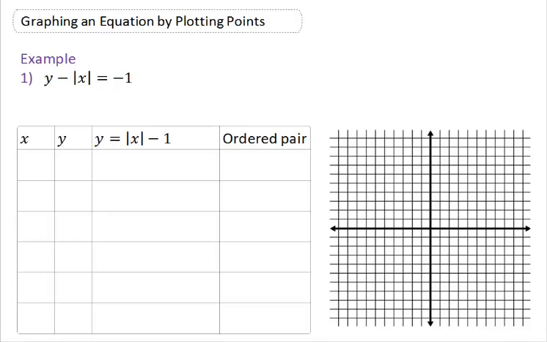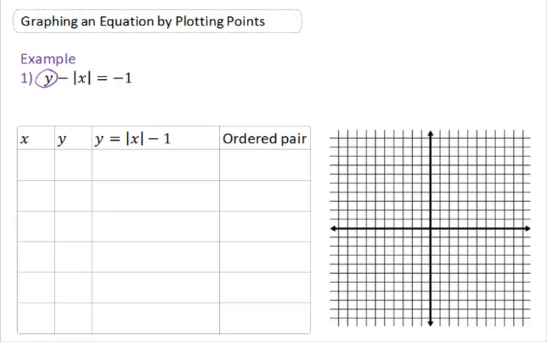So I have outlined a table down here on the bottom left, which is going to be very useful in helping us create these ordered pairs. The other very useful thing that we want to do is go ahead and solve for our y variable there. That makes filling in our table much easier.